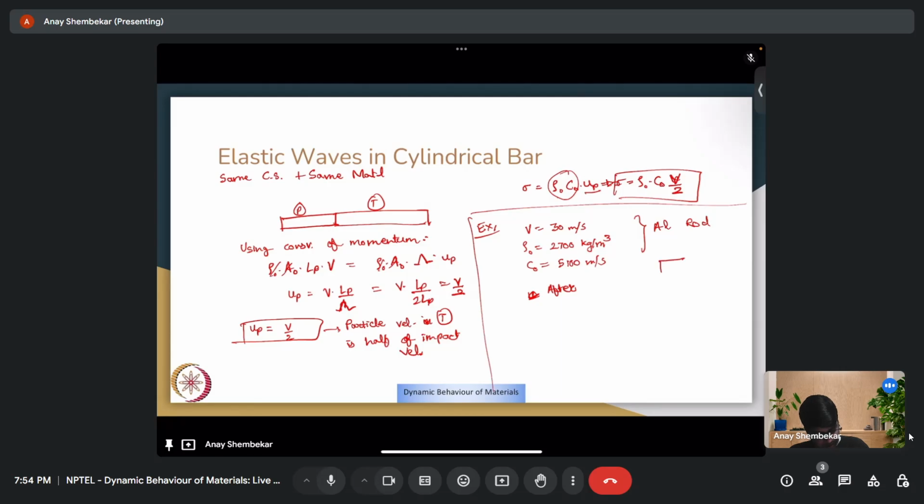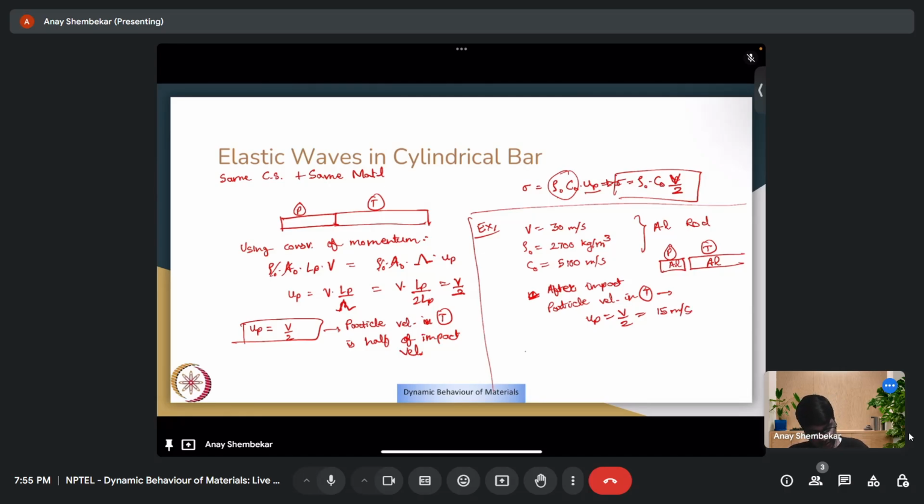So an aluminum projectile, then aluminum rod target, both aluminum. Then you know that after impact, particle velocity in target T, Up is P by 2, which should be 15 meter per second.